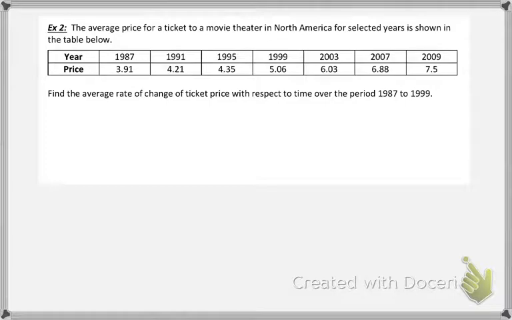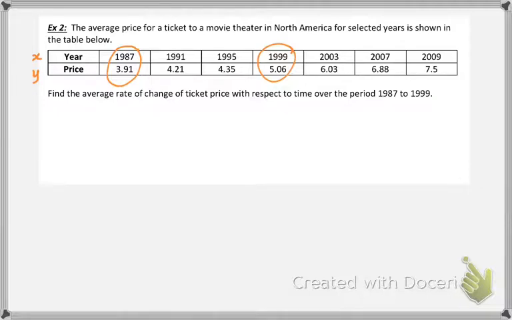So we want to find the average rate of change of ticket price with respect to time over the period of 1987 to 1999. So these are the 2 points that we are looking at. Okay, obviously prices don't always change every year. So every few years it'll jump up a few dollars, but we want to find the average rate of change. Between these years, how much on average is it increasing? And so X is our year and Y is our price, because the price depends on what year it is.